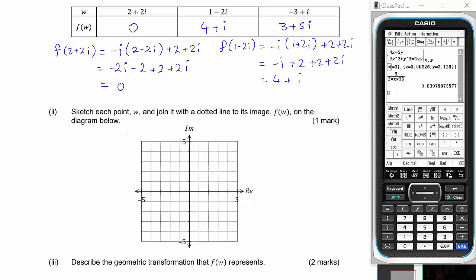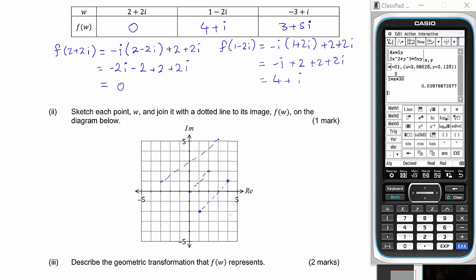Sketch each point w and join it with a dotted line to its image. So this one's at 2, 2. The image was at the origin. Join it with a dotted line. So 1, negative 2, which is there, and 4, 1, 2, 3, 4, 1 is there. Then we had negative 3, 1, 1, 2, 3, there. And that one joins to 3 plus 5i, 1, 2, 3, 4, up there.